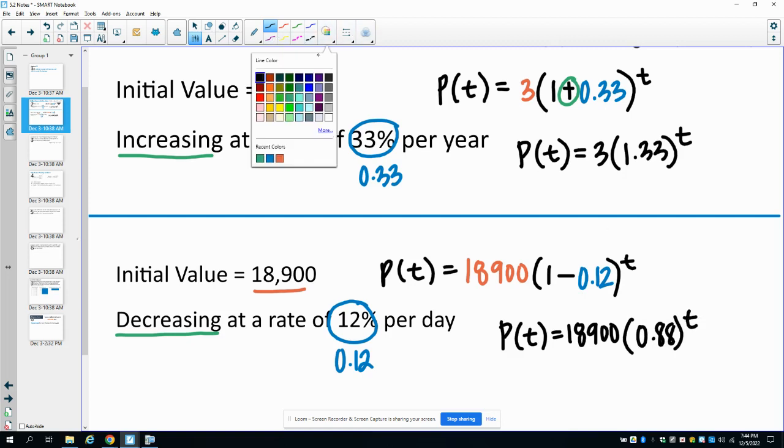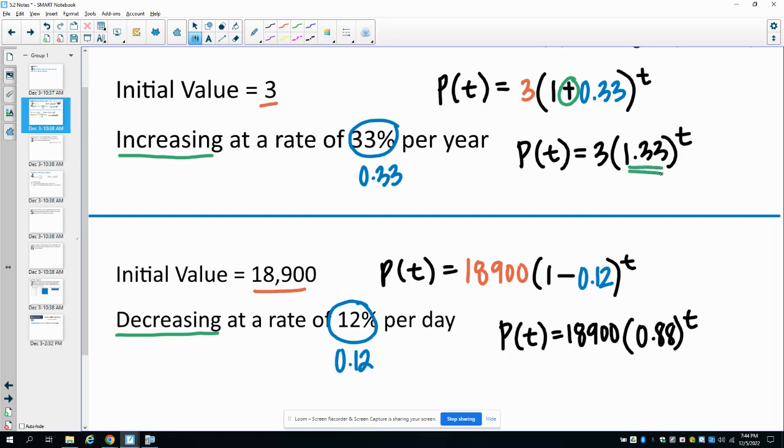Remember that this growth factor is kind of how much you have left. Here we're increasing, so we have more than 100%, because 1.33 as a percent would be 133%, meaning this is growing. Where 0.88 as a percent is equal to 88%, so this is decreasing because we have less than 100% left each time.